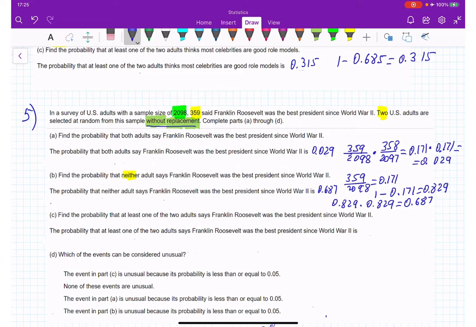For question number C, it says at least one. Every time you read at least one, you subtract this 0.687 from one. So when we have neither, since there are two of them and both said neither, for each one we take the answer for neither, 0.829 and another 0.829. You get 0.687, the probability both said neither. Now when it says at least one, you take one minus 0.687, and that will give you 0.313. And the answer is going to be 0.313.